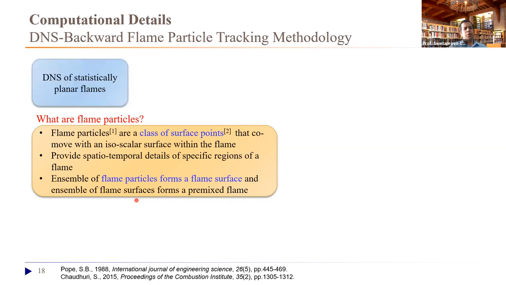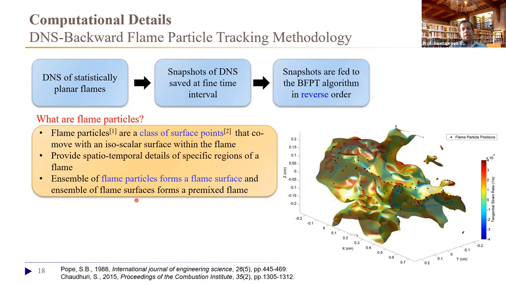Okay, so first you do DNS of statistically planar flames, then you save the snapshots of the DNS at finite time intervals, and then the snapshots are fed into the backward flame particle tracking algorithm in the reverse order. Now this involves some detailed reconstruction. I'll not go into this in detail at all, but this is different from integration. It's more reconstruction, where you find out the location of the flame particle at the previous time step.